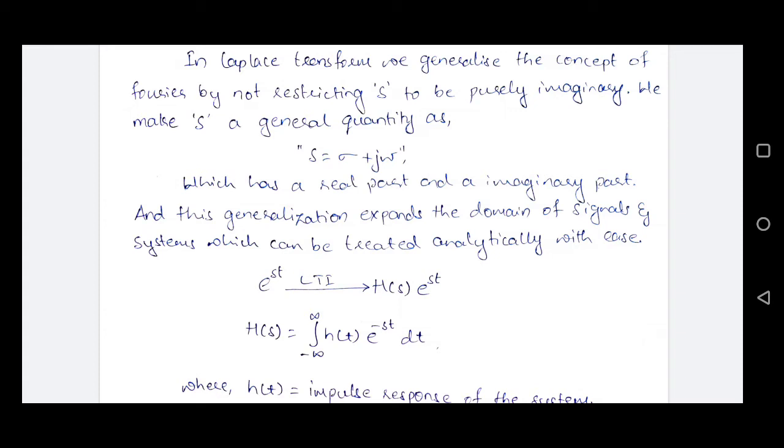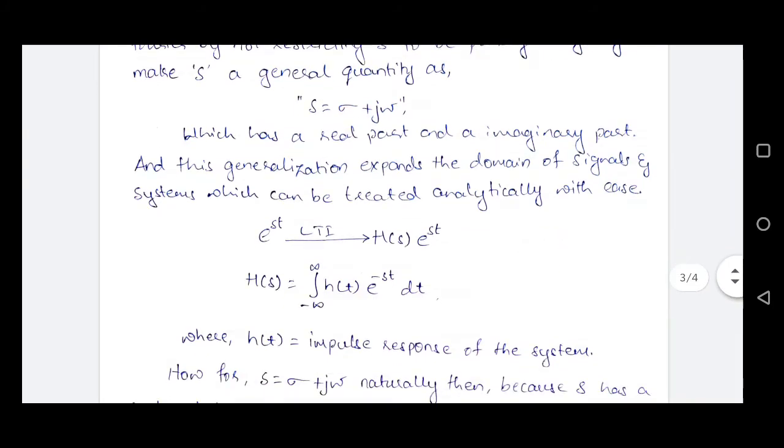So if e to the power st is input to LTI system, then the output will be H of s e to the power st, where H of s is the eigenvalue and e to the power st is the eigenfunction. And H of s, which is the Laplace transform of the impulse response, is defined as integration from minus infinity to plus infinity h of t e to the power minus st dt, where h of t is the impulse response.